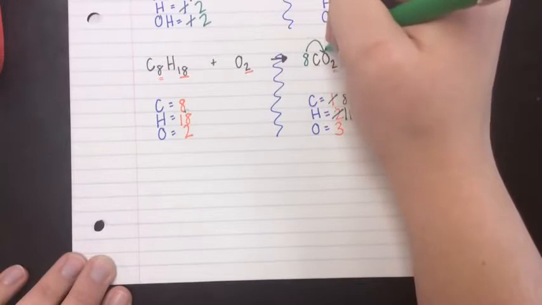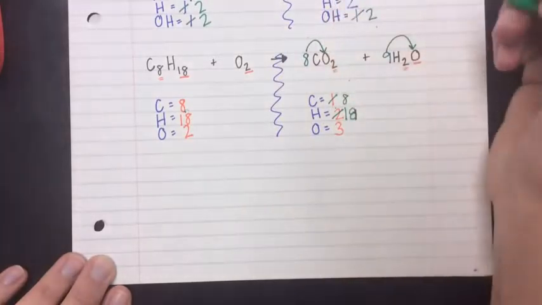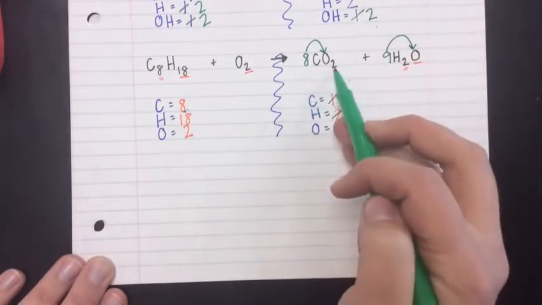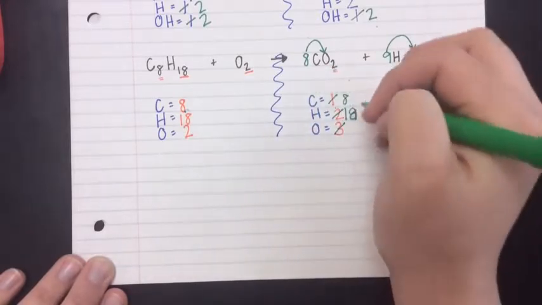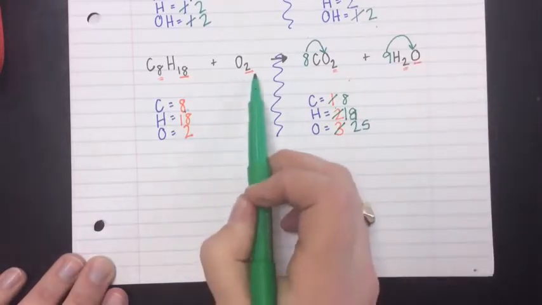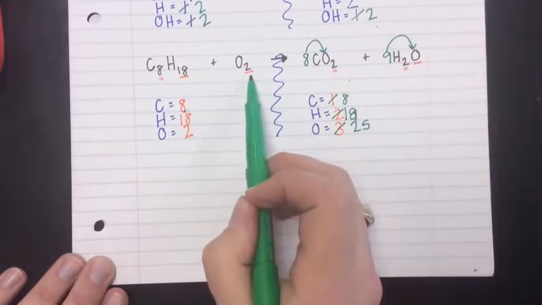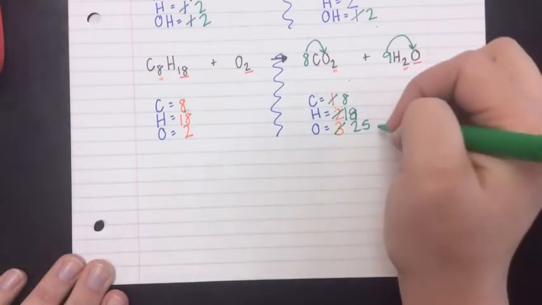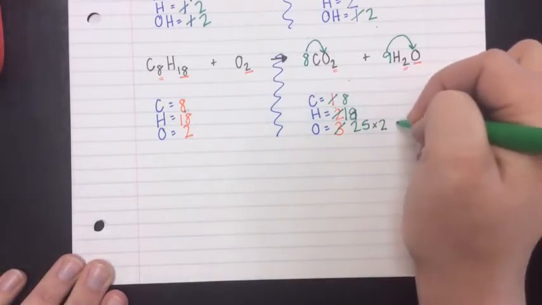Multiplying in the 8 and 9 coefficients, I end up with a final count of 16 oxygens from CO2 and 9 from water, which leaves me with 25. Because this is an odd number, I cannot get an odd number of oxygens on my reactant side with only an O2 molecule. Therefore, I must multiply every coefficient by 2 in order to get an even number of oxygens on the product side.